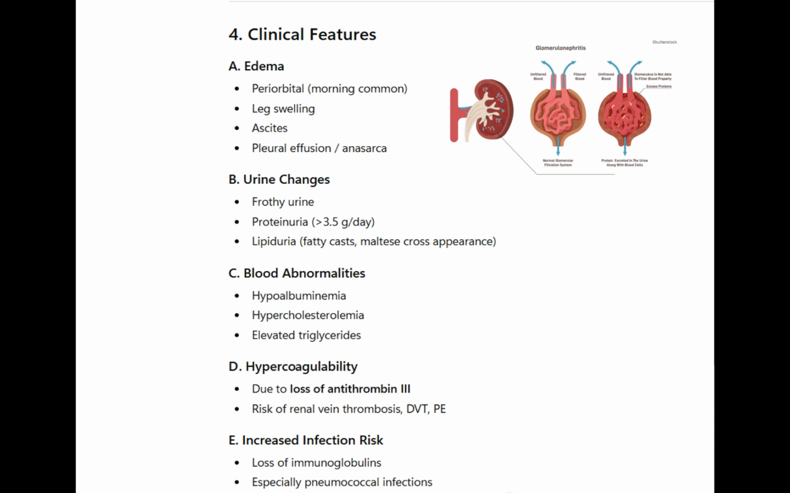Patients also become hypercoagulable because they lose antithrombin 3 in urine, predisposing them to thrombosis such as renal vein thrombosis, deep vein thrombosis, and pulmonary embolism. Additionally, loss of immunoglobulins increases the risk of infections such as cellulitis and peritonitis.